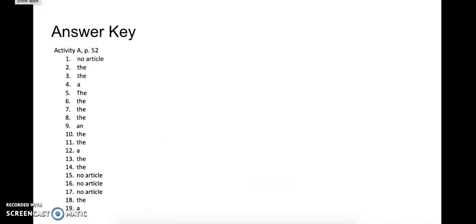This is the answer key for activity A, page 52. Pause the video and check your answers.